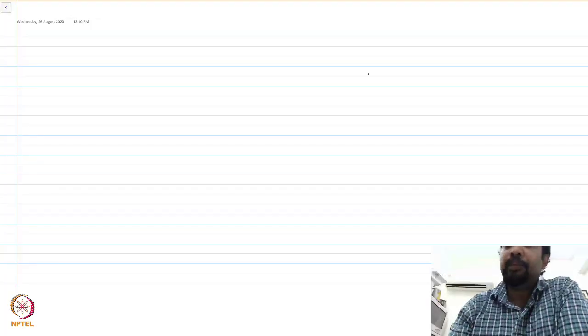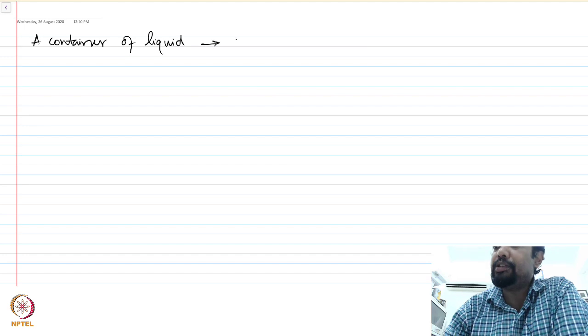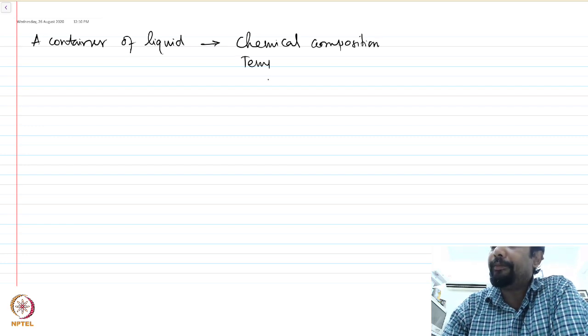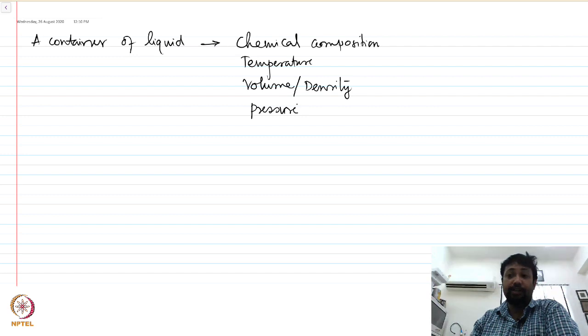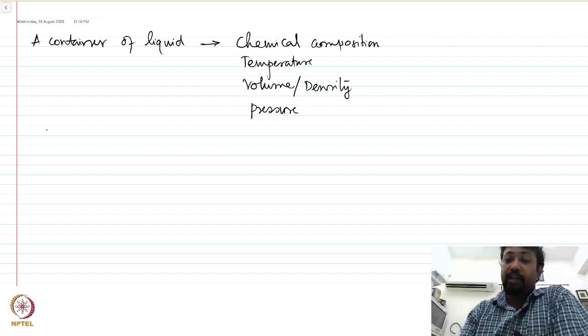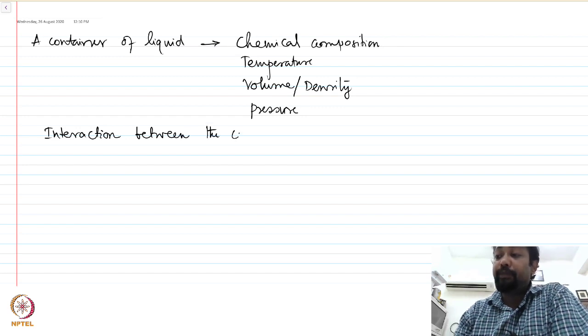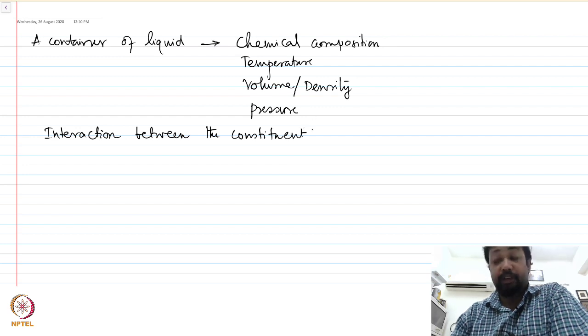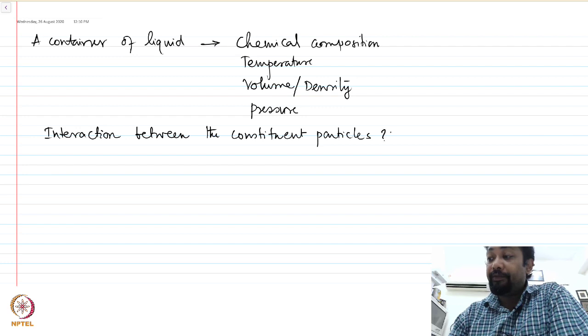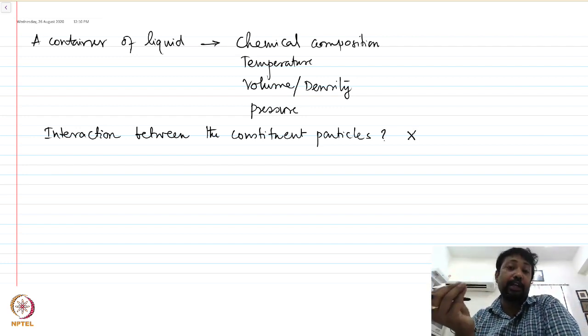So, if I take, for example, a container of liquid, the typical questions that you can ask, of course, are the chemical composition, the temperature, volume, density, pressure. All these are valid questions that you can ask. But you see, nowhere do you ask what is the interaction between the constituent particles of the liquid? So, in some sense, this is never asked in thermodynamics. You never ask about the microscopic interaction between the particles.